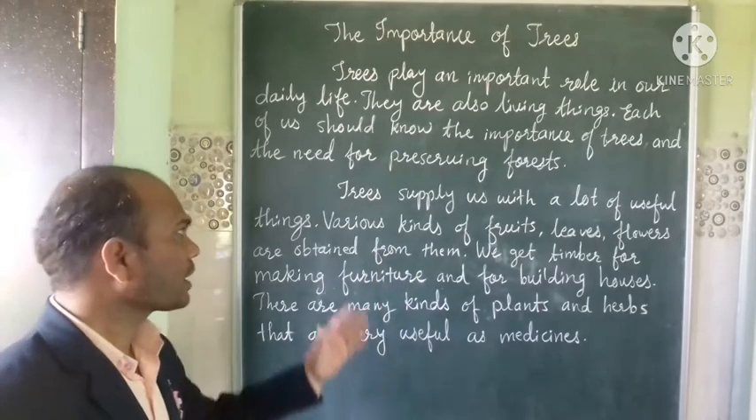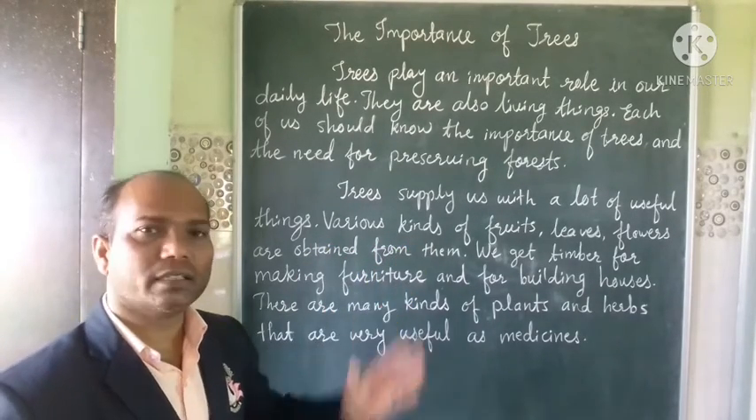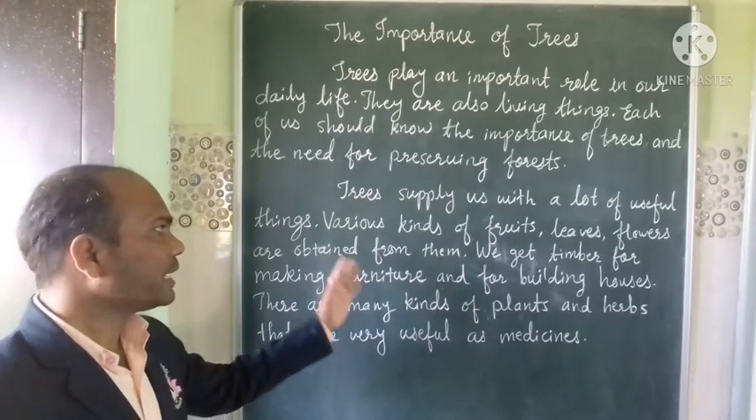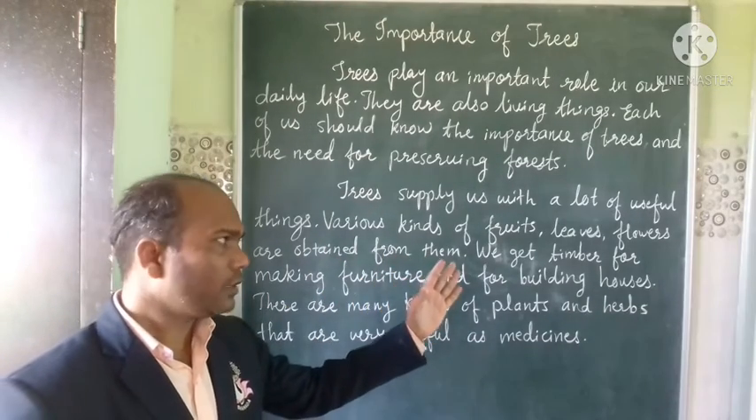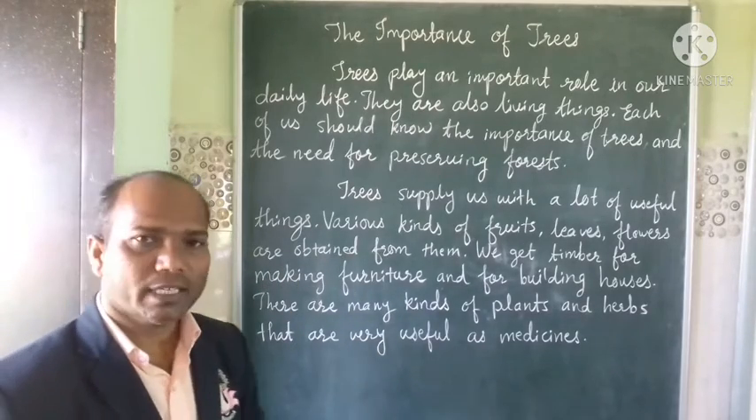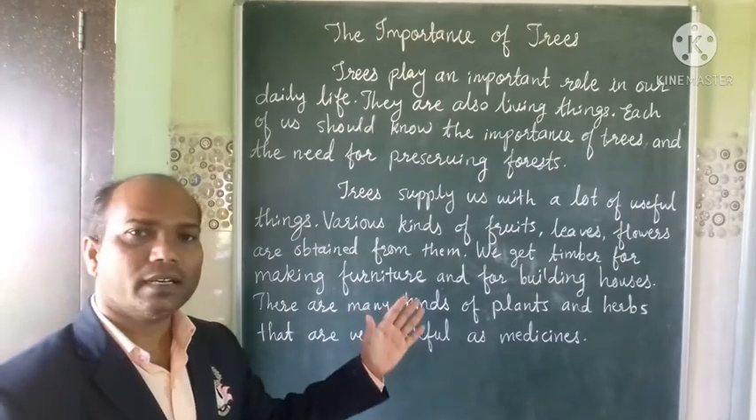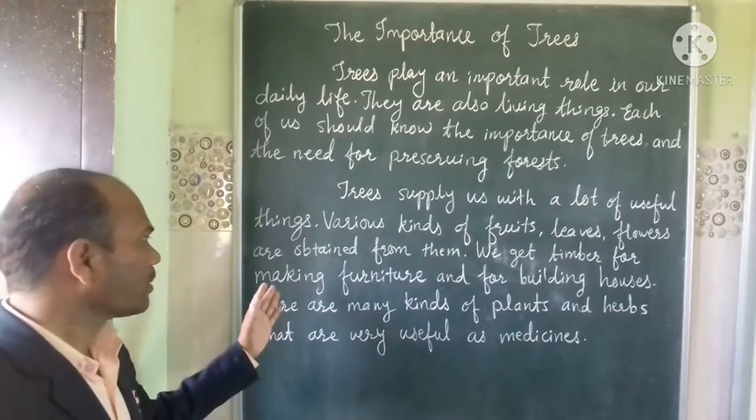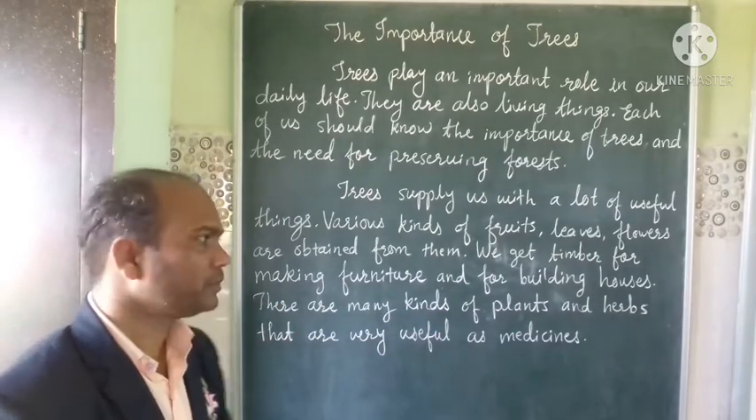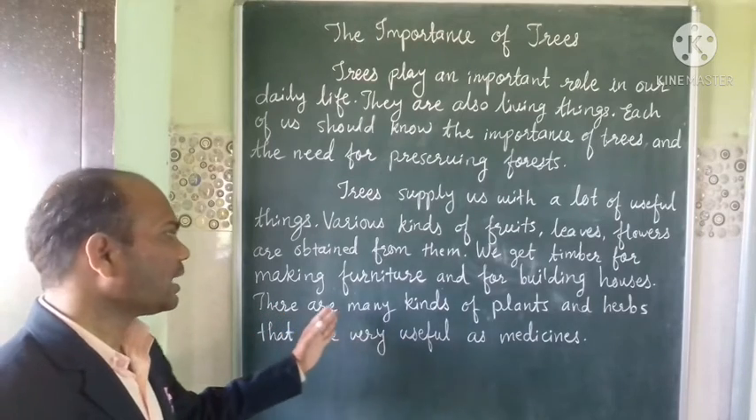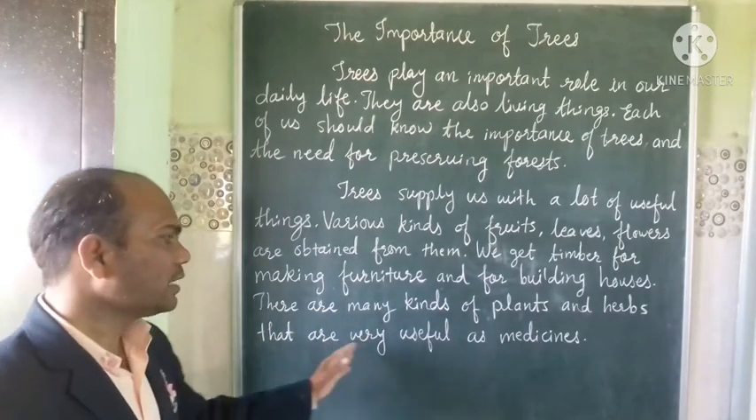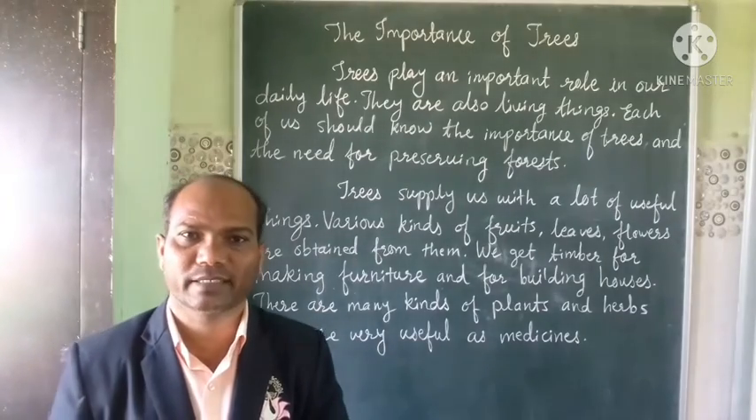Second paragraph: trees supply us with a lot of useful things. Various kinds of fruits, leaves, flowers, etc. are obtained from them. We get timber for making furniture and for building houses. There are many kinds of plants and herbs that are very useful as medicine.